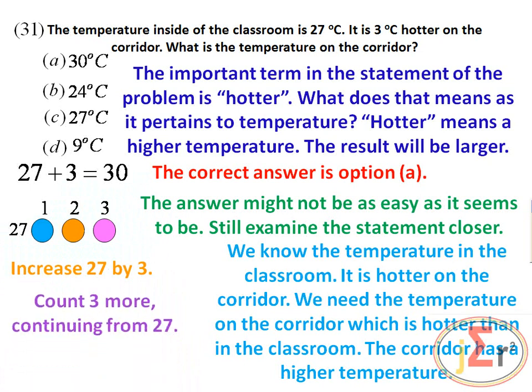So count 3 more, and we need to count beginning at 27. So an additional 3 degrees Celsius will take us to 30 degrees Celsius. And the correct answer is option A.